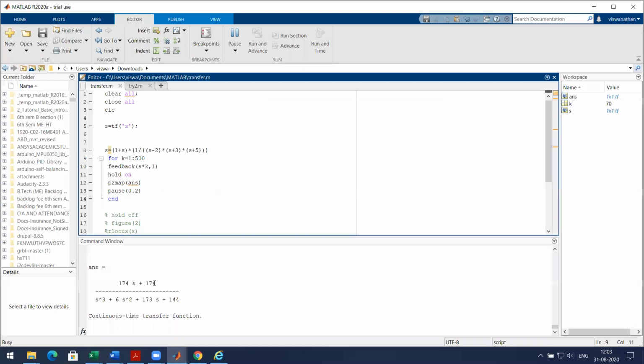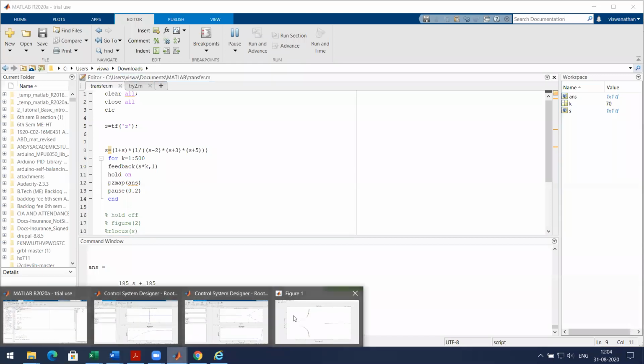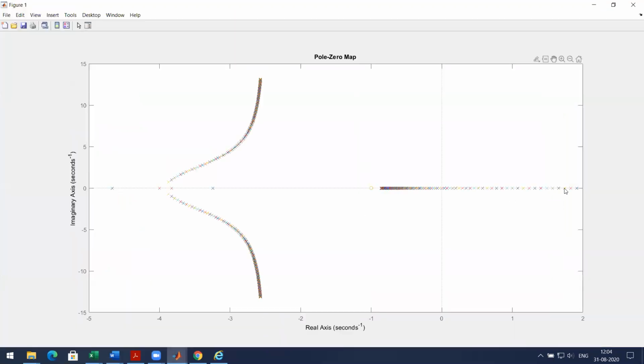Each 0.2 seconds, the gain is changing. So this is 176, 177, 178. You can change this. I put a for loop: for k equal to 1 to 500, plot the pz map, with a time delay of 0.2 seconds. So that is what it is doing. This pole is going to be 0 and these two poles are going to infinity.